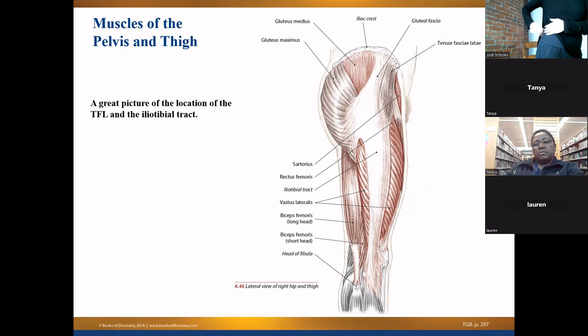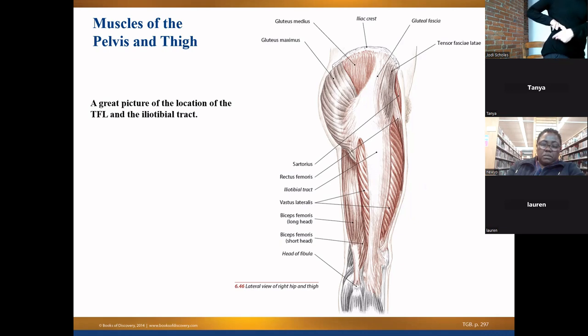All right. So get a nice line here, right? The TFL is going to be right about up in here. So here's my hip joint. It's going to be all up right in here, in this area. So the ilium is here, and the hip joint is here.